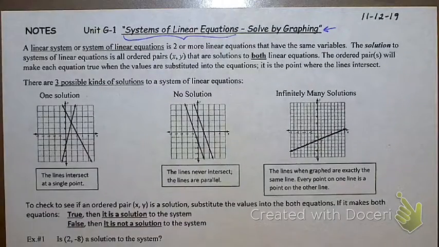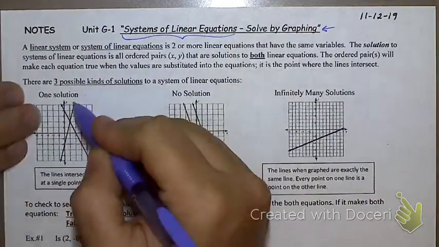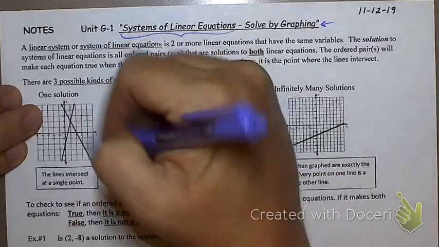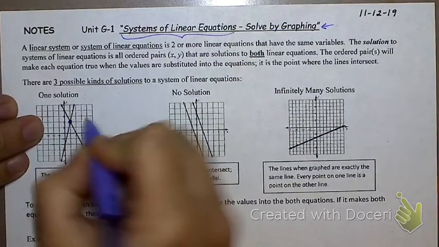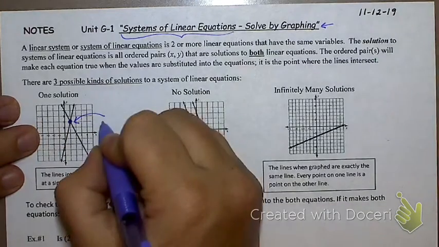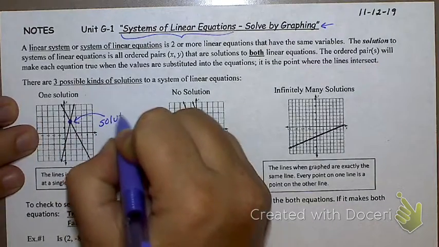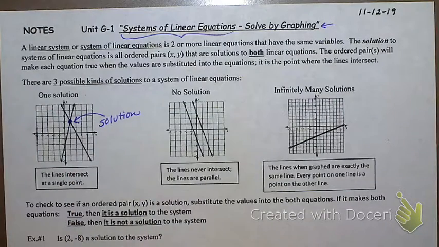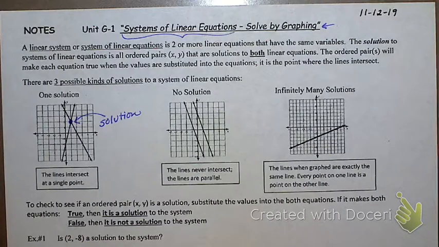There are 3 kinds of solutions. This is important for you to know. If I have 2 lines and I graph them and they cross at a point, guess what? That point is my answer. That is the solution. That's one way that the lines could work out. They cross each other, there's a solution. That is the most common way that they end up.